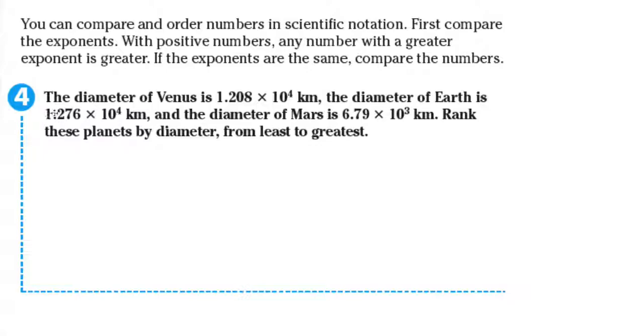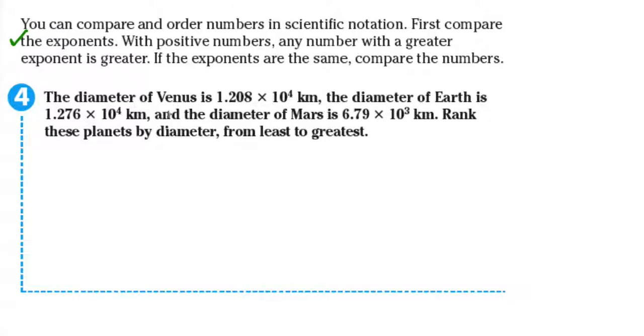Okay, so the diameter of Venus is 1.208 times 10 to the fourth kilometers. The diameter of the Earth is 1.276 times 10 to the fourth kilometers, and the diameter of Mars is 6.79 times 10 to the third kilometers. Rank these planets by diameter from least to greatest. Okay, so follow what we learned right here.